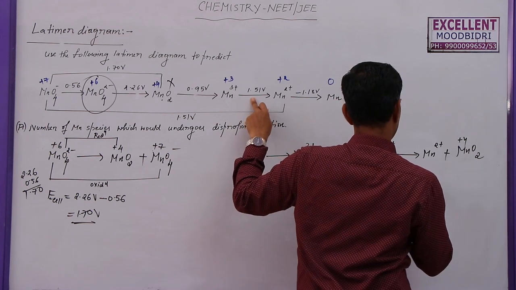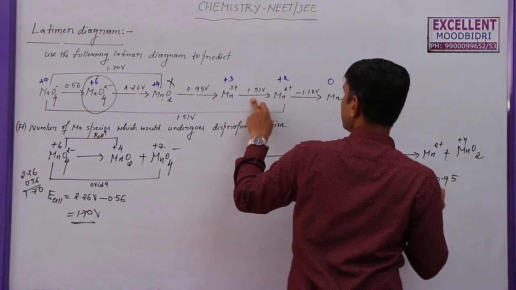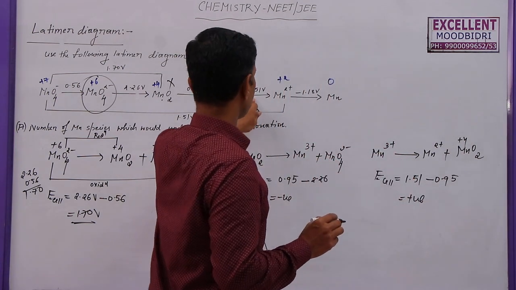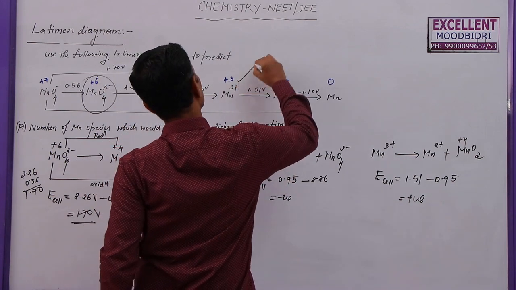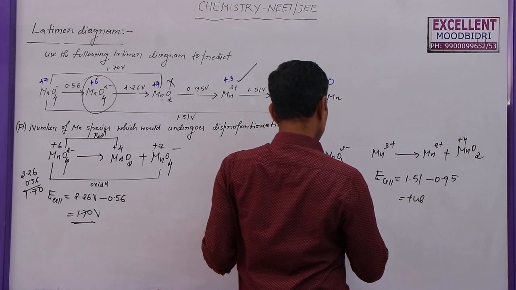1.51 minus 0.95 is positive, therefore this species Mn3+ undergoes disproportionation reactions. Now I go for the Mn2+.